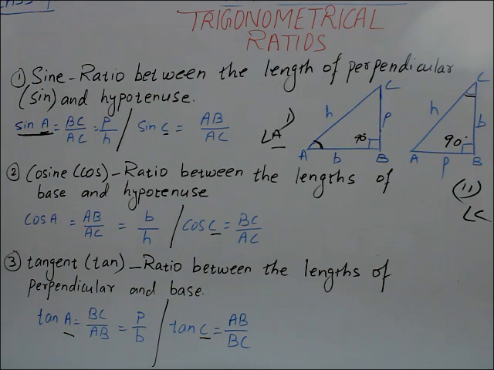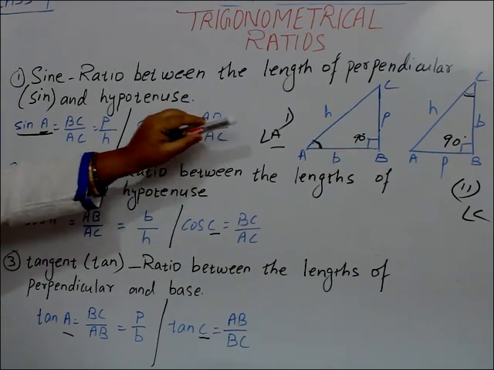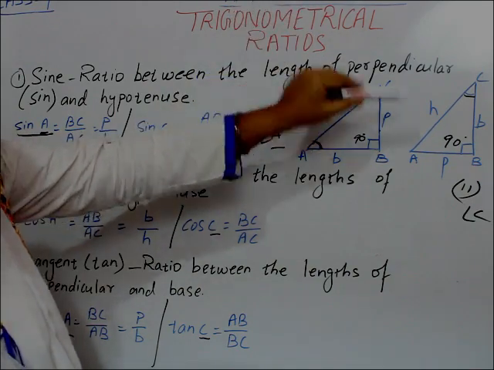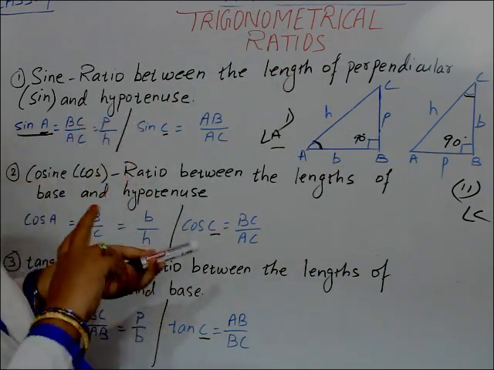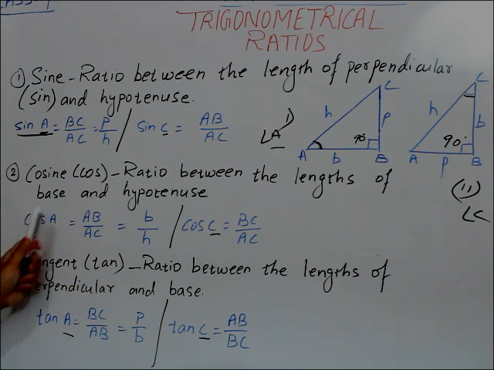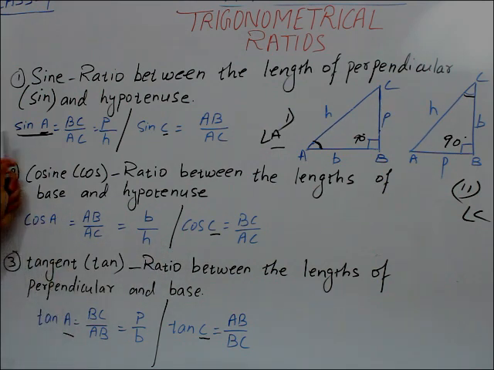Note down these two figures. In the first figure, angle A is the angle of reference. In the second figure, angle C is the angle of reference. So, as the angle of reference changes, the perpendicular and base will change. The hypotenuse will be the same. And as the perpendicular and base change, the ratios will change. Clear? So for both the angles, I gave the values. Note this down neatly.